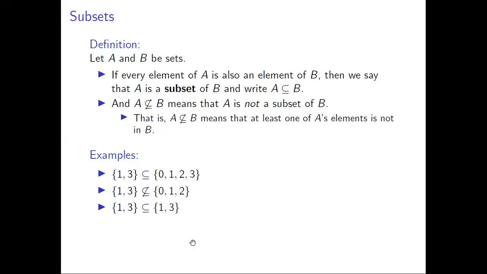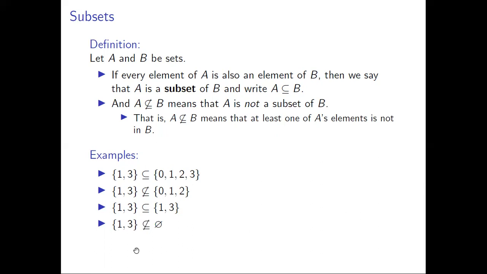What about this? The set 1, 3 is a subset of the set 1, 3. In other words, it's a subset of itself. Does that make sense? It does, because every element in here, namely 1 and 3, is also over here on the right. Every element on the left is also on the right. So the same reasoning should work for every set: every set is a subset of itself.